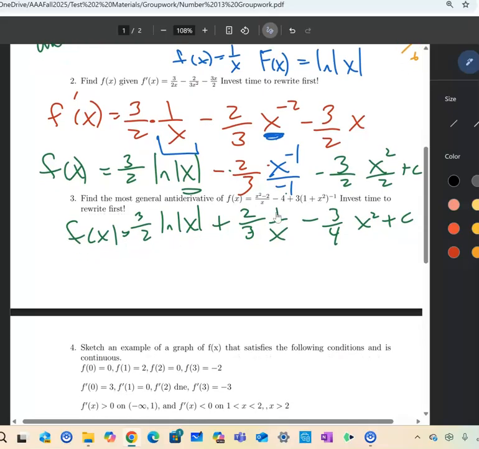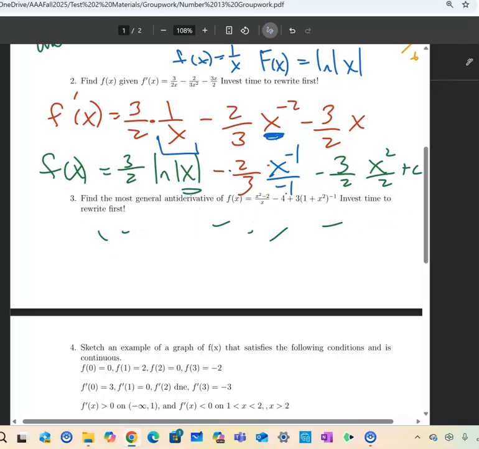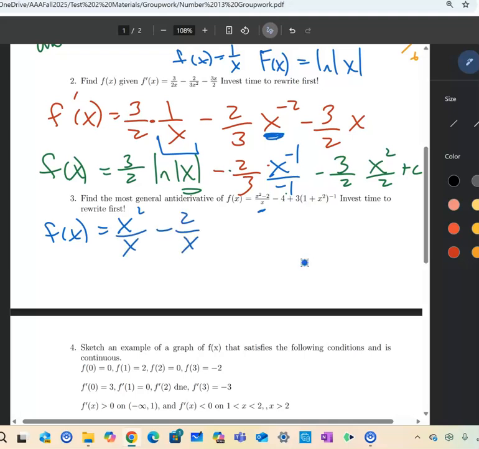Let's do this next one. I'm going to erase this so we can have room. Most general antiderivative. So take the time to rewrite it. It's so important. If I take this, I see that there's subtraction in the numerator of that fraction. So that makes it x squared over x minus 2 over x. And then I've got this minus 4 plus 3. And anytime I see negative exponents, I write them in the denominator.